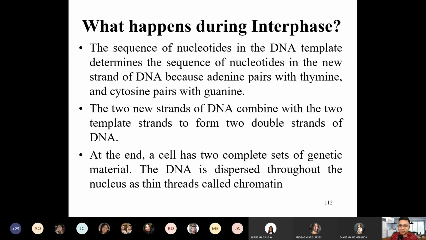The sequence of nucleotides in the DNA template determines the sequence of the nucleotides in the new strand of DNA because adenine pairs with thymine and cytosine pairs with guanine. The two new strands of DNA combined with the two template strands to form double strands of DNA. In the end, a cell has two complete sets of genetic material, and the DNA is dispersed throughout the nucleus as thin threads called chromatin.